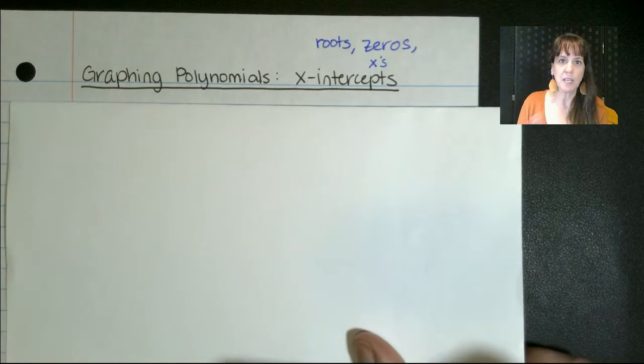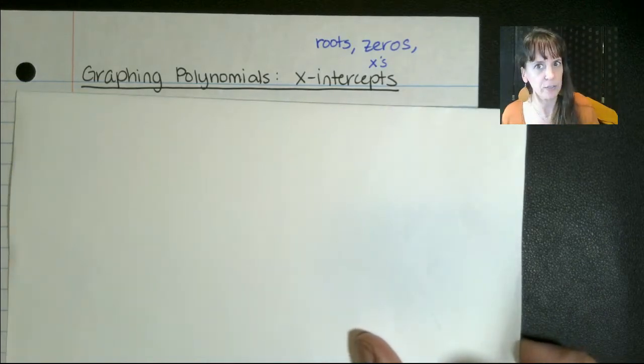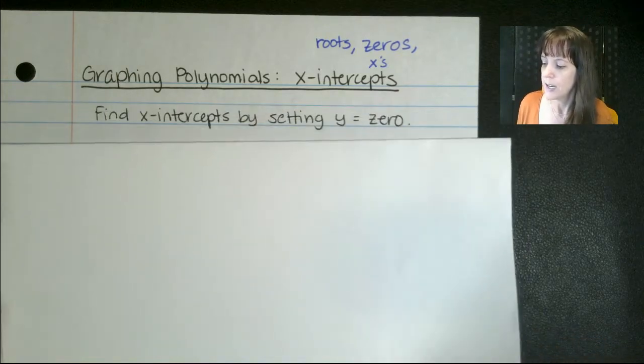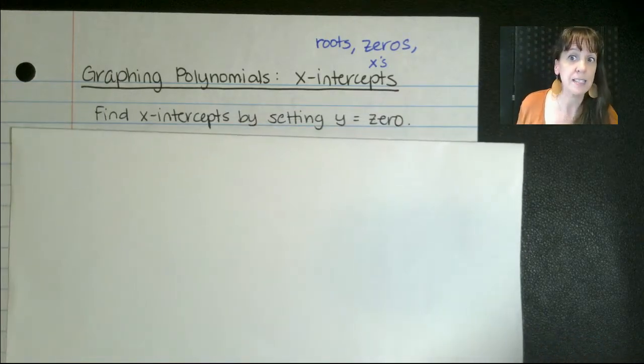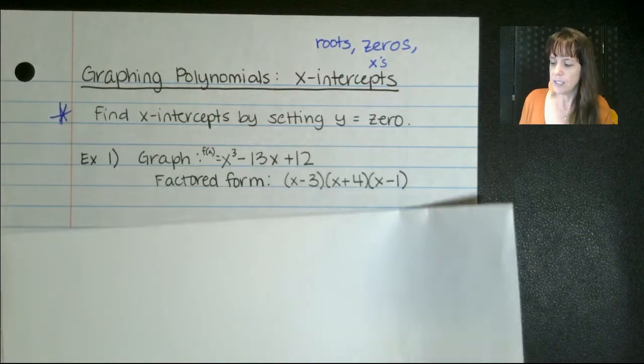Okay, so what this means is when we're finding our x-intercept, we set y equal to 0. When we're finding our y-intercept, as we learned in a previous lesson, you set your x equal to 0. So to find your x-intercepts, set y equal to 0. Make sure to write that note down. This is really helpful.